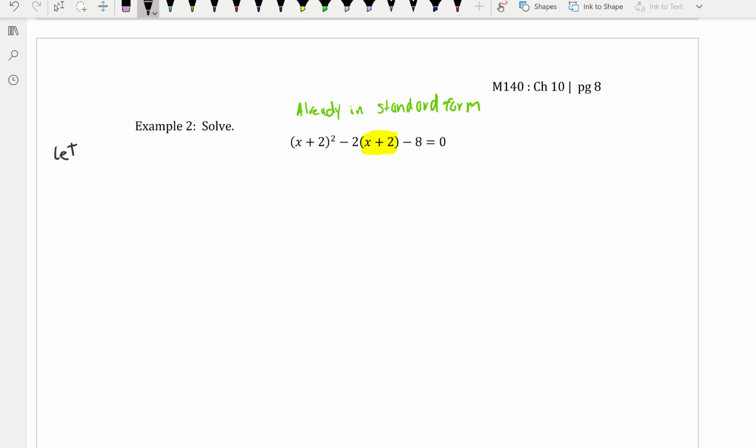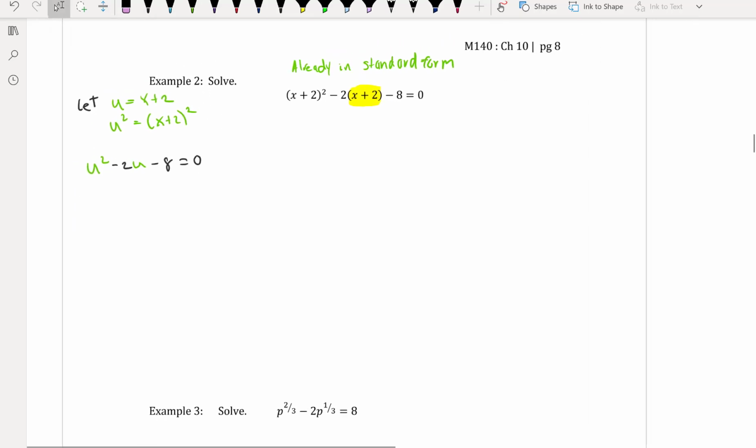So let u equal x plus 2. So that tells me that u squared would just be the x plus 2 squared. So when I rewrite this, I'm going to have u squared minus 2u minus 8 is equal to 0. From here, what I want to do is factor. So if I have 8, that's going to be 4 and 2, a negative 4 and a positive 2, and that works out. So then u minus 4 is equal to 0.